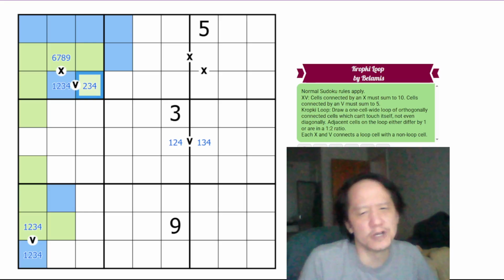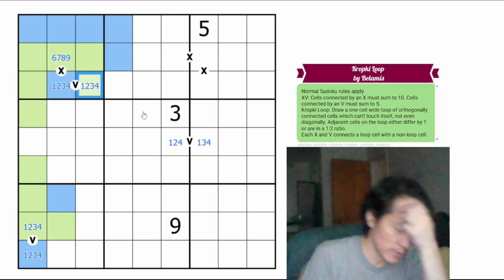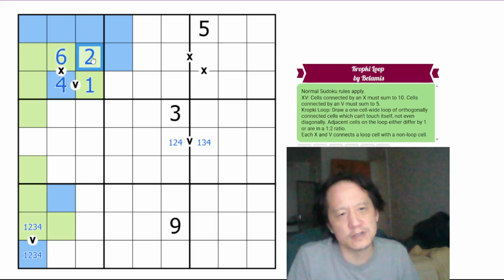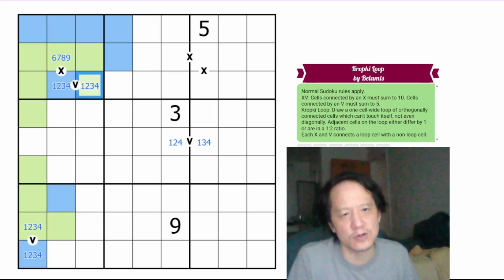It wouldn't be 1 and 9, though. It'd be 1 and 6, but that's still the same problem, right? Say you had 1 here, it would be in a 1 to 2 ratio, or it's consecutive with only 2. This would be 4, that would be 6. 2 and 6 are not in a 1 to 2 ratio and are not consecutive, so that doesn't work. What if this is 2? That's 2, this is 3, this is 7.